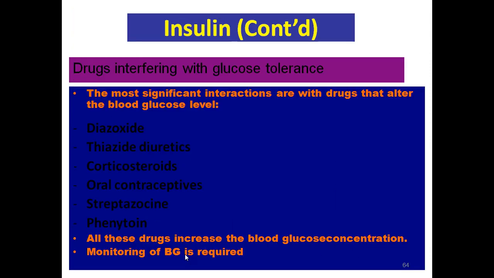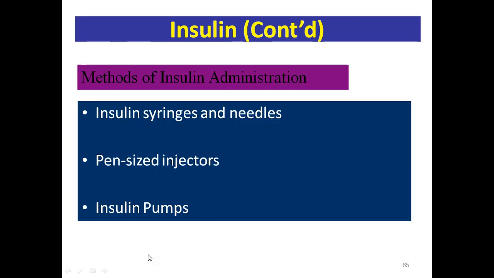There are several drugs which can interfere with glucose tolerance. Diazoxide, thiazide diuretics, which are commonly given to patients of heart failure. Corticosteroids, which you give in autoimmune disorders and several other disorders, can cause increased levels of glucose, can cause hyperglycemia. Oral contraceptives, streptozocin, phenytoin, they all can cause the levels of glucose to go up, and monitoring of blood glucose is required in these patients.